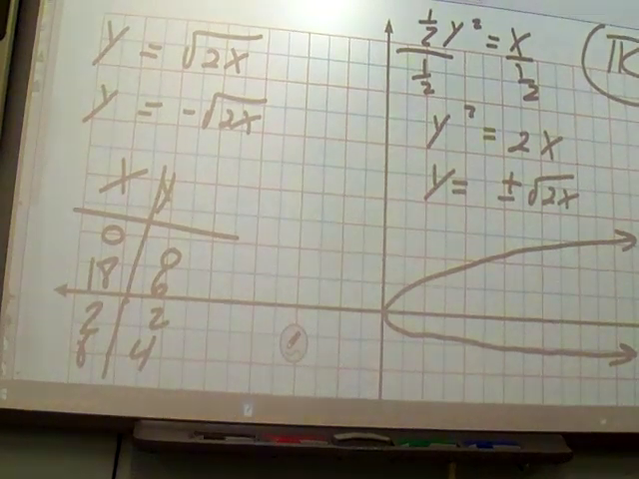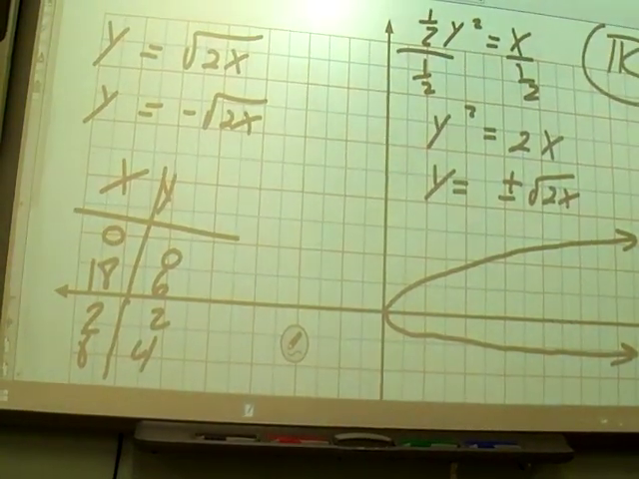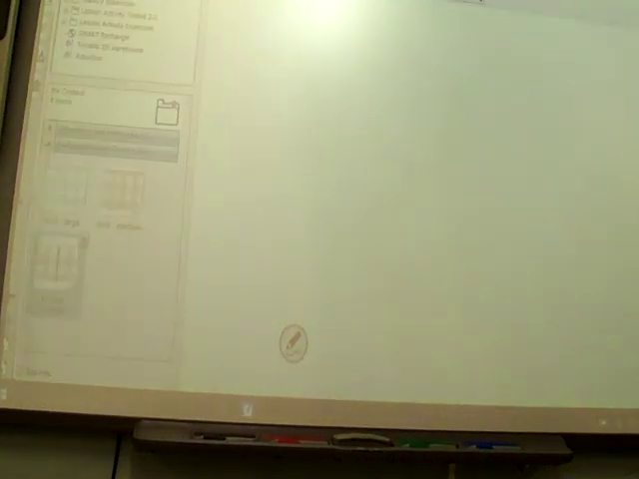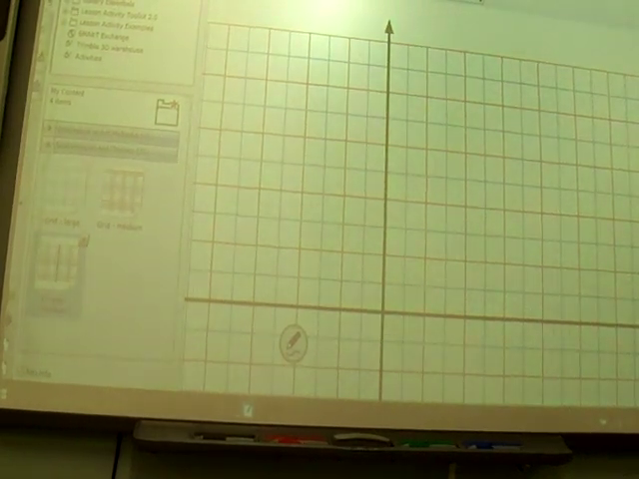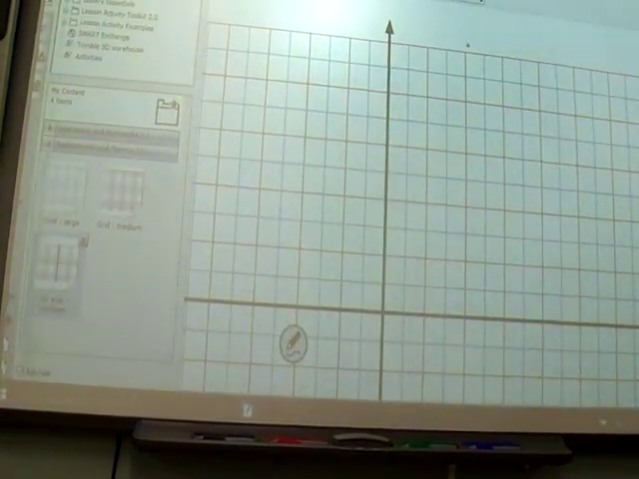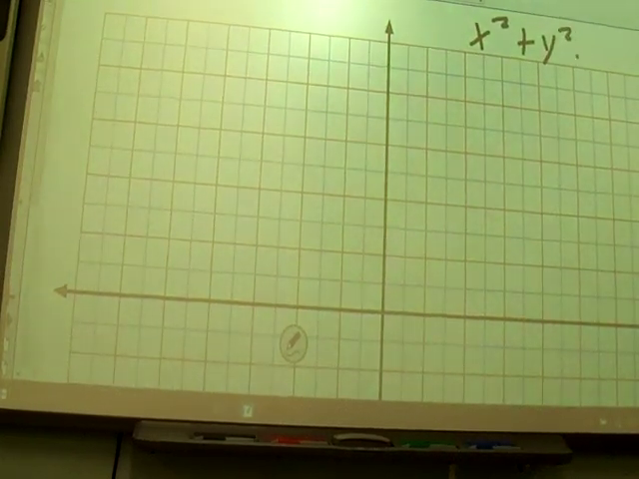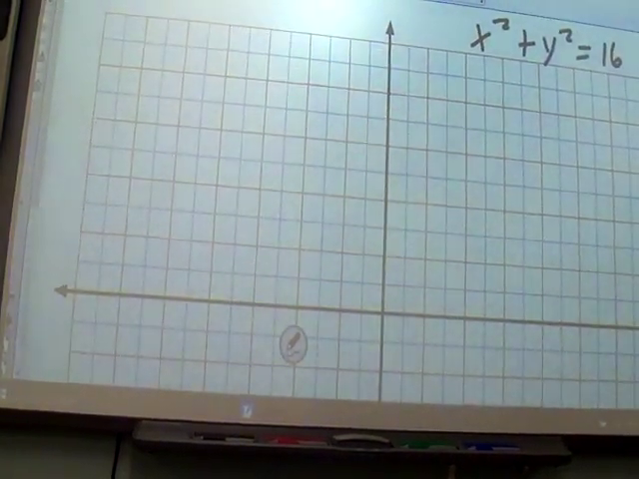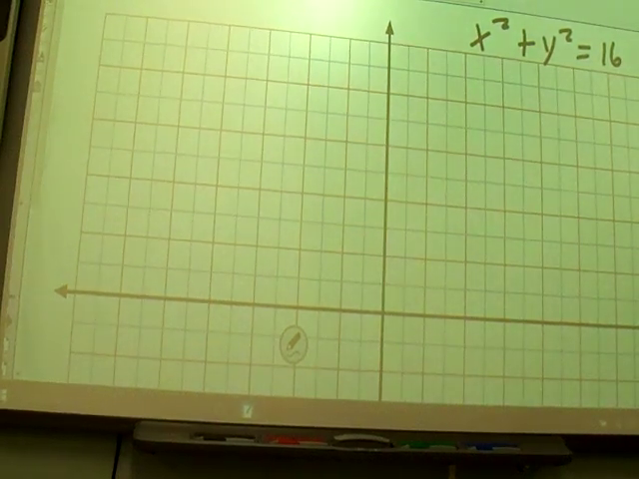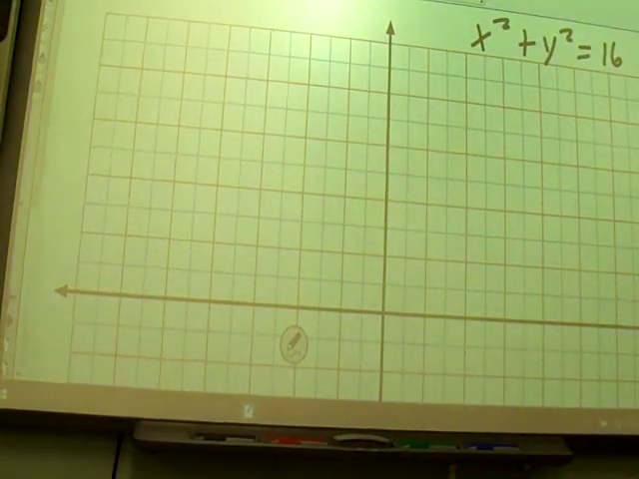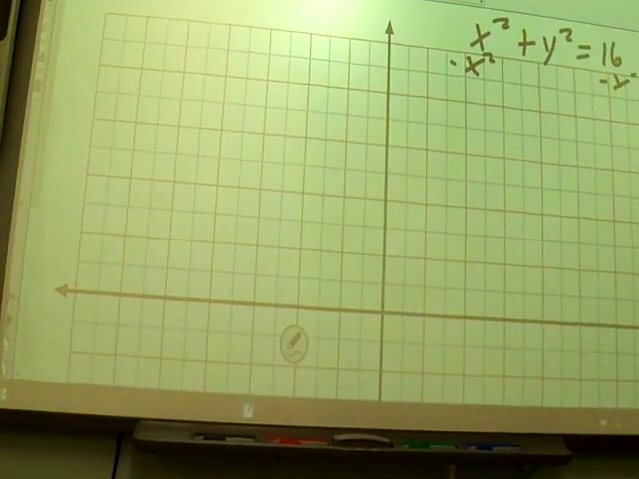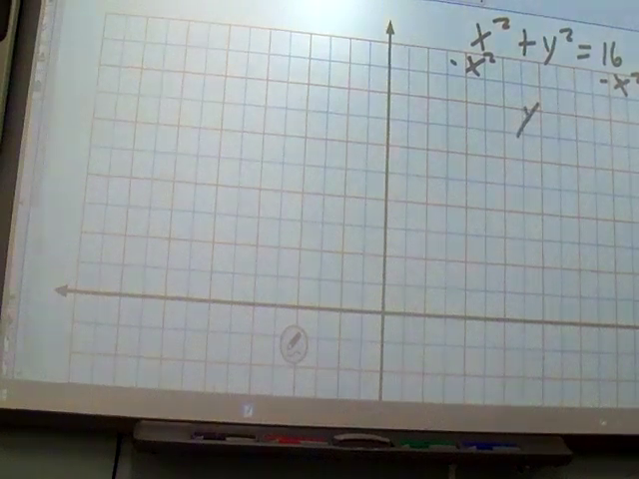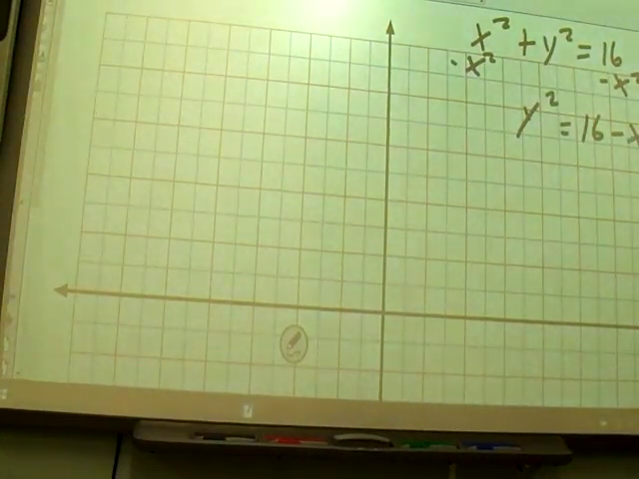Now, you could even graph a circle doing what we just did. Let's see if we can figure that out. I've got x squared plus y squared equals 16. Well, we need to get the y by itself, so the first thing would be to subtract the x squared. We're going to subtract x squared from both sides, so we'd have y squared equals 16 minus x squared.